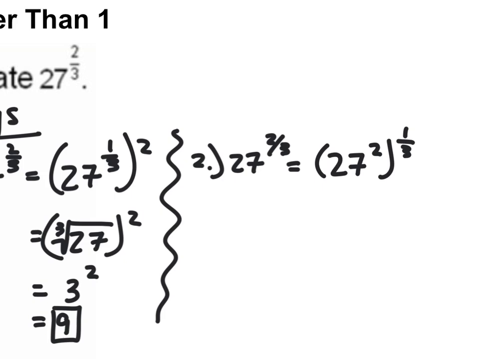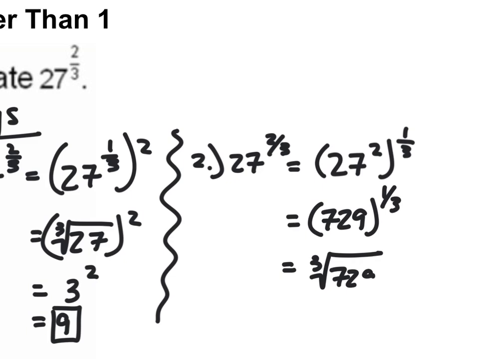Okay, so 27 squared is going to be a total of 729. Okay, and then we're taking that and raising it to the 1/3 power. Really what we're doing is taking the cube root of 729, and that's going to give us a value of 9. Okay, so 9 times 9 times 9 is going to give you 729. And that's the idea.